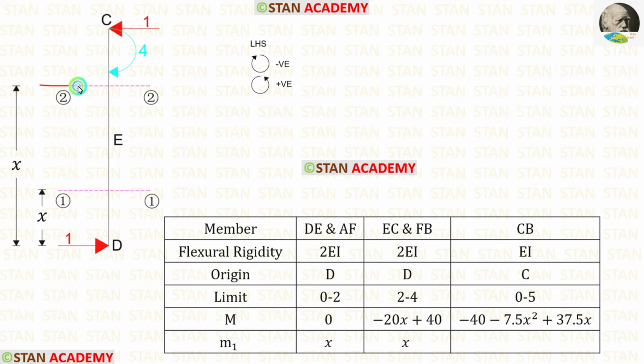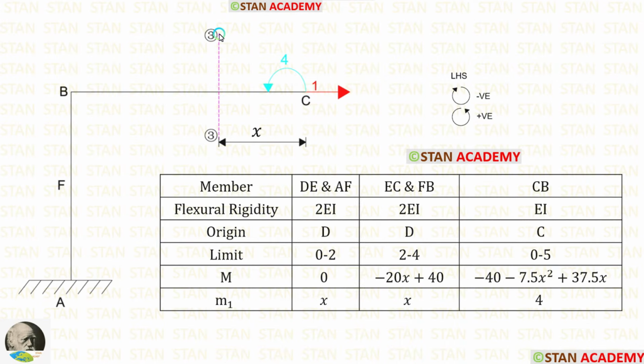Now let us take the second section. This load is acting towards the section in the anticlockwise direction, so it will be positive and the distance is x. 1 into x, we will get x. Now let us find the moment in the third section. For this load, there is no perpendicular distance. This moment is acting in the anticlockwise direction, so it will be positive.